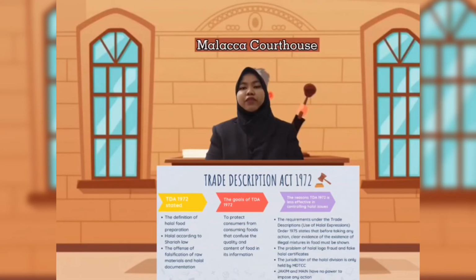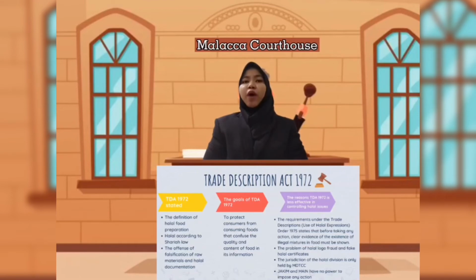The goals of TDA 1972 are to protect consumers from consuming foods that confuse the quality and content of food in its information. For example, the information on the packaging differs from the actual materials used during production.